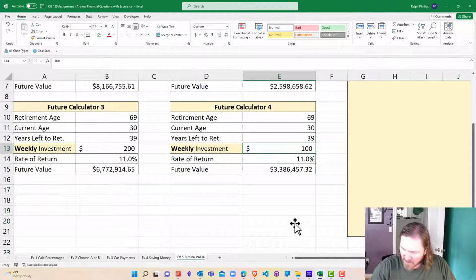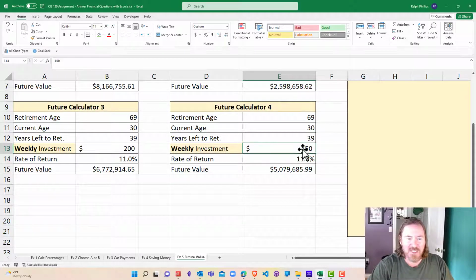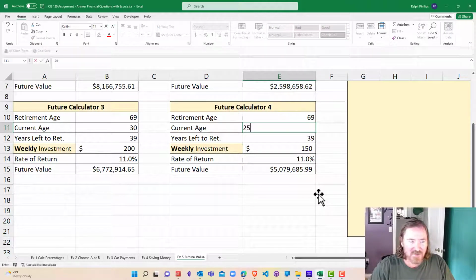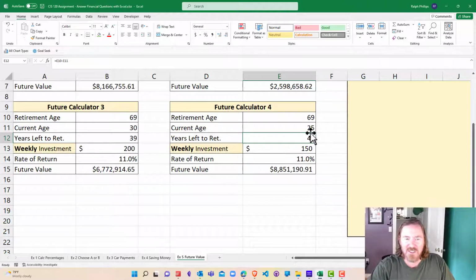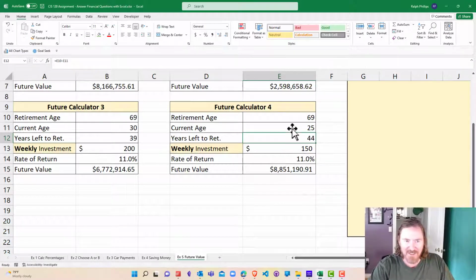And if we just make that 100, what if it's 125 a week? Jumps up to over 4 million. If it was 150 a week, jumps up to over $5 million. So it doesn't take much, especially when you have a long time horizon. If your current age was 25 instead of 30, just that extra 5 years, big, big impact. What was that again? So for 30 years, if you're 30 years old, $5 million. If you're 25 years old, $8.8 million. If you're 22 years old, $12.3 million. Okay? Again, this is assuming when you're 20.